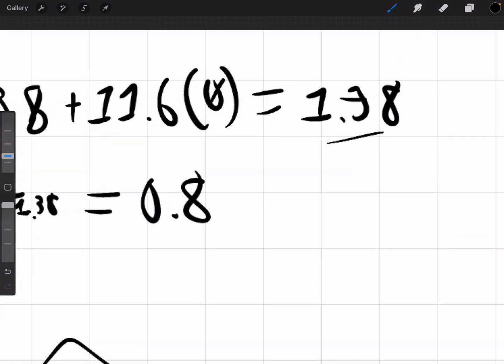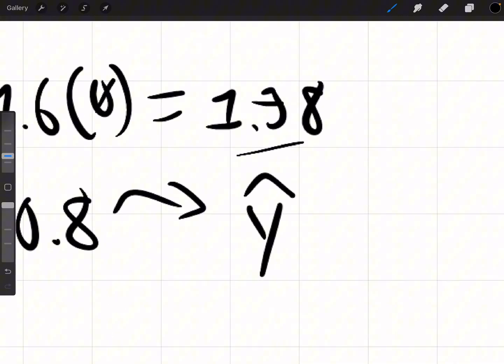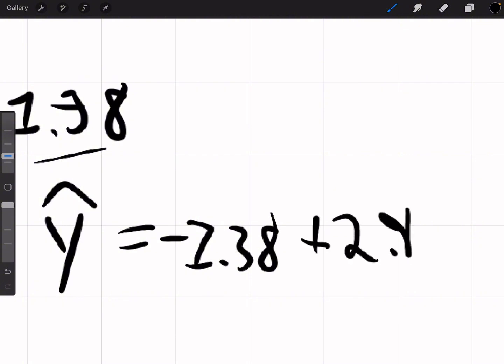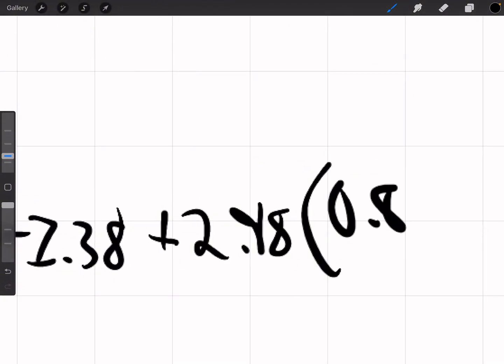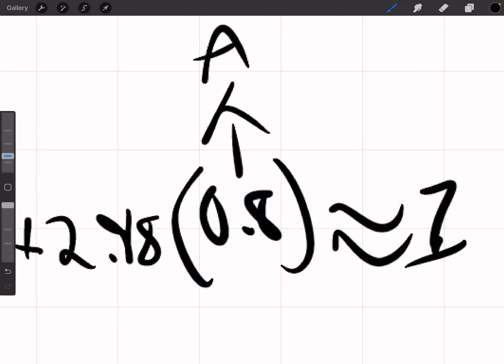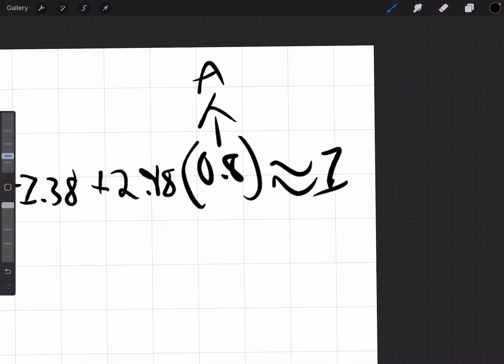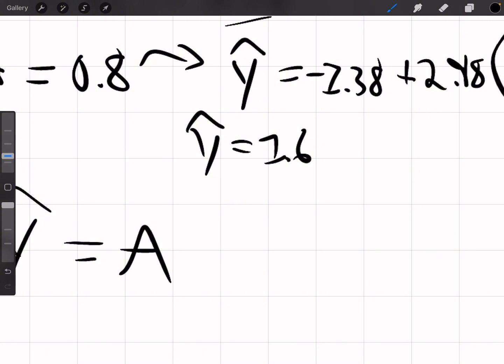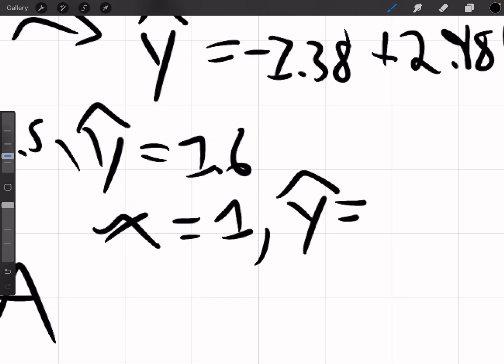And then we plug that in to our y, negative 1.38 plus 2.98 times 0.8, because this is our a, which is approximately equal to 1. And I'll just give you the others. So when x is equal to 0.5, our prediction goes to 1.6. And when x equals 1, y hat equals 1.6.